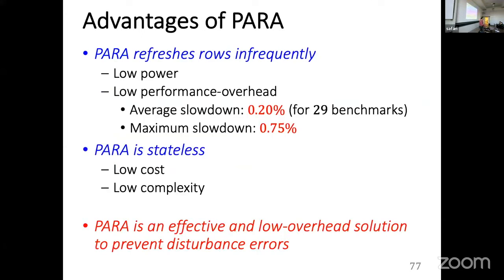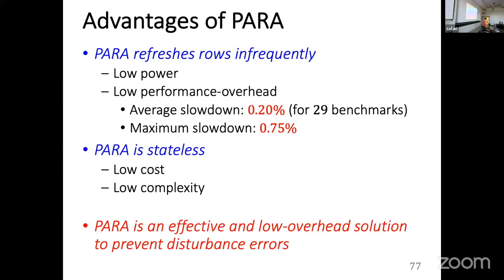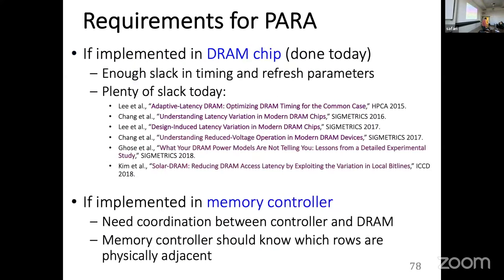Okay, so basically the advantages of this sort of solution is it's low power, low performance overhead, as we showed. It's stateless. You don't need to keep track of any row. That was what really attracted us to the solution, basically. Don't keep track of anything, just do this probabilistically. And we show that it's an effective and low overhead solution given the state of RowHammer at that time. But today we're in a very different state. Technology did not scale very well, and this is actually a high overhead solution, as we will discuss.